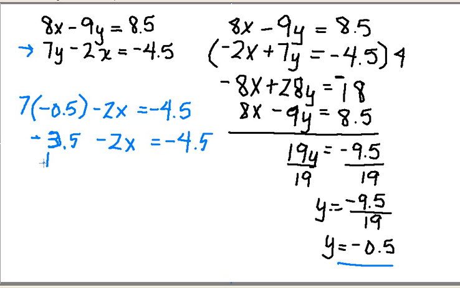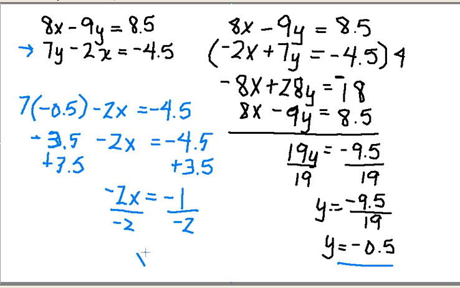And now I'll just add 3.5 to both sides. I get minus 2x equal to minus 1, because minus 4.5 plus 3.5 gives me a negative 1. And now to isolate my x, I'm going to divide both sides by negative 2. In this case, I get x is equal to 1/2. Or if I want to be consistent, I can write that as a decimal as well, 0.5.